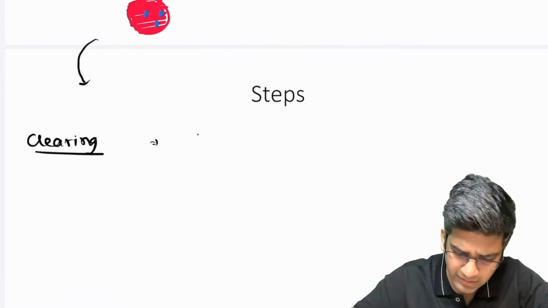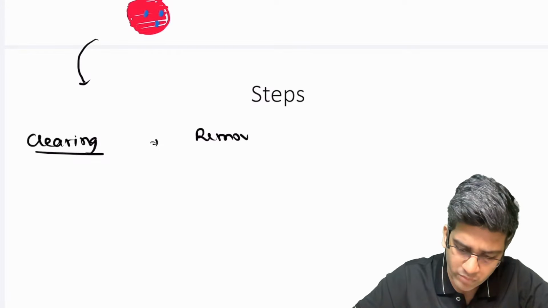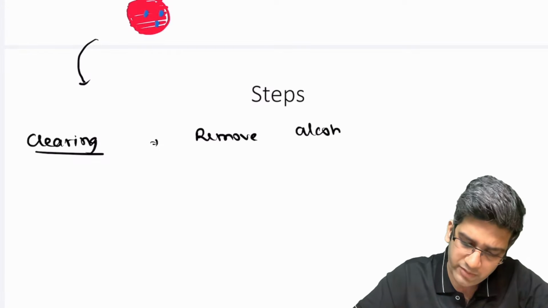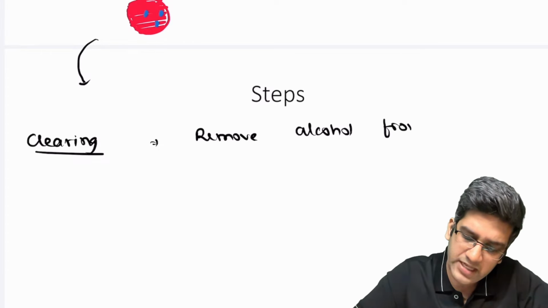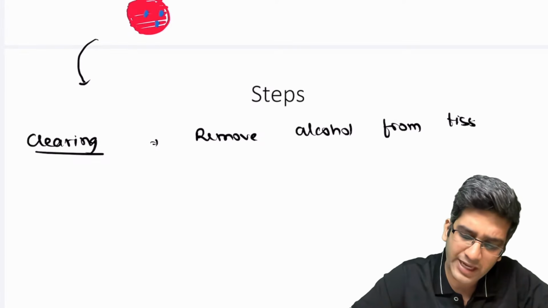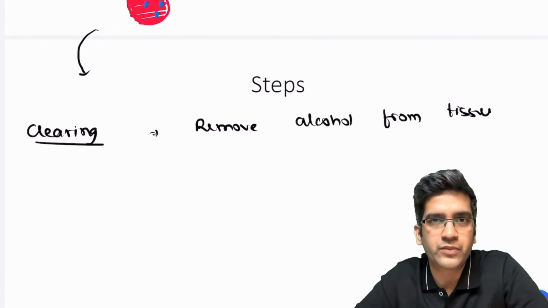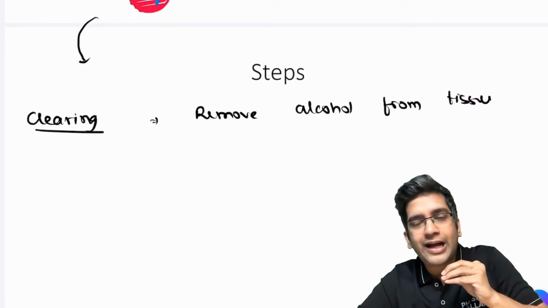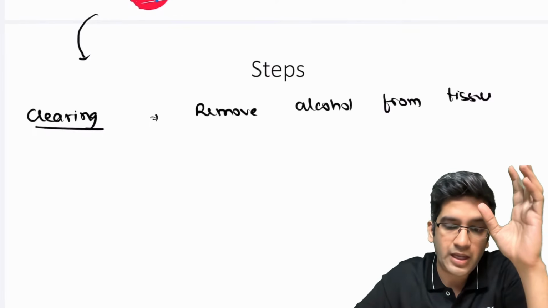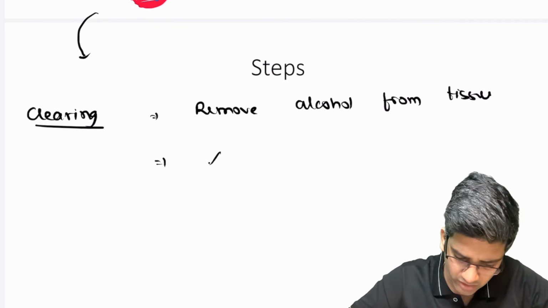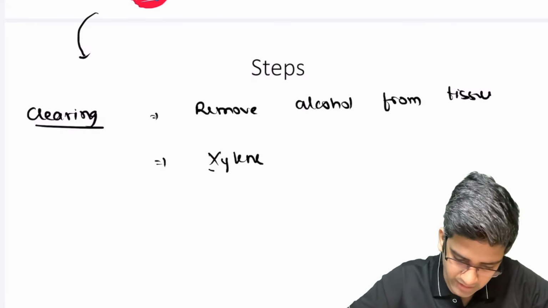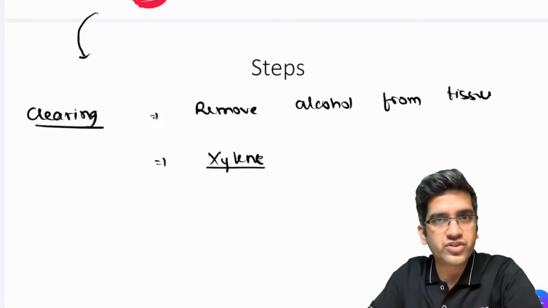The process of clearing is simple: to remove the alcohol from the tissue. What was there previously in the tissue, I have to just remove the alcohol from the tissue. That's called clearing. Because only when I remove the alcohol, I can easily put it inside wax. And the commonest used clearing agent is xylene. Xylene is the commonest used clearing agent.